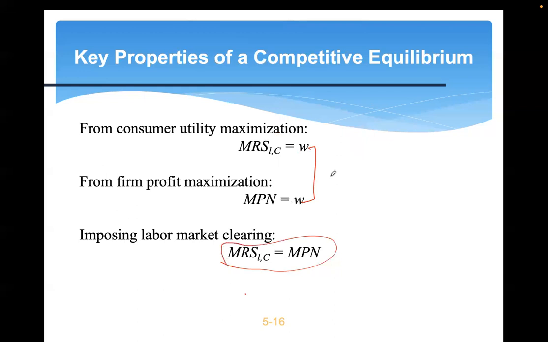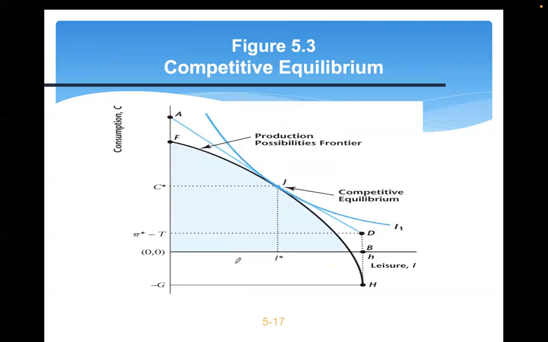But alternatively, you can think as follows. Households take wage as given, and from this optimization condition you derive NS. Similarly here, you get ND. Market clearing means NS equals ND. But then implicitly it just means these two must equal each other. So this is how we reach the competitive equilibrium.